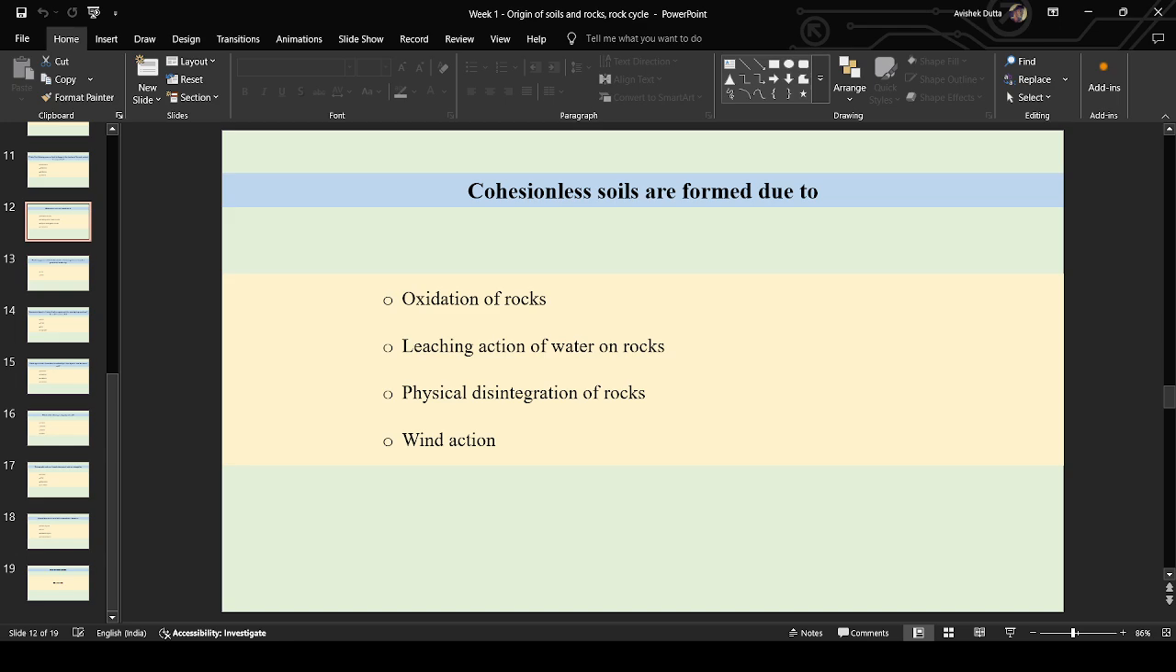Can you name some cohesionless soils? Sand, sir, sand. And gravel. Yes. So this question is basically about the formation of cohesionless soils.